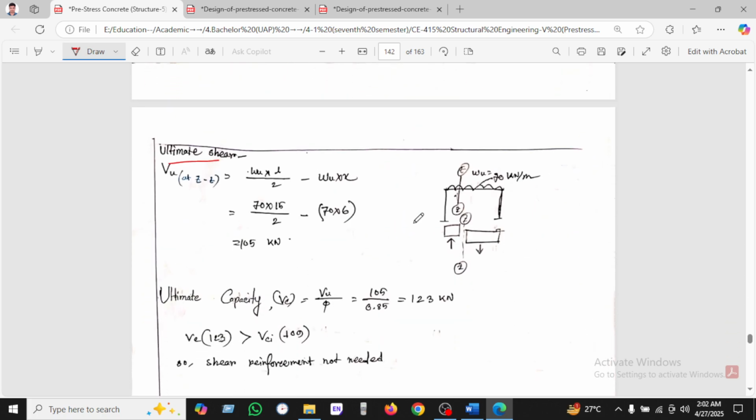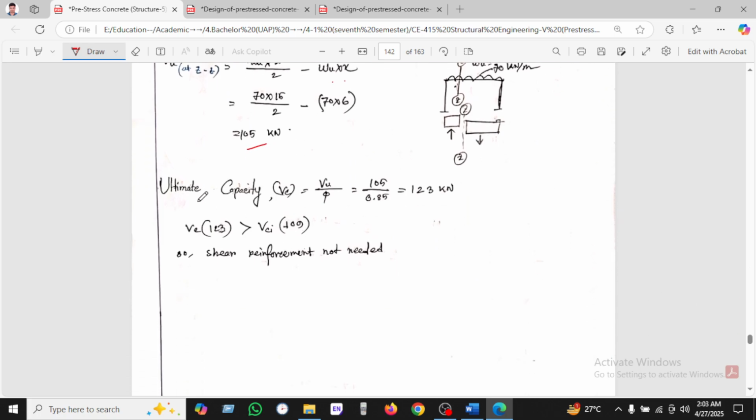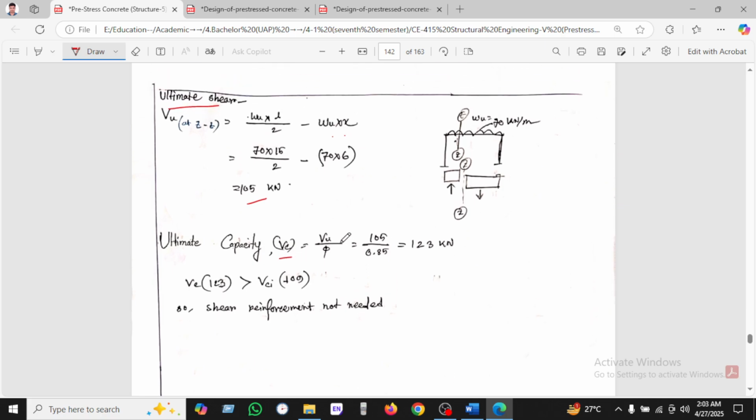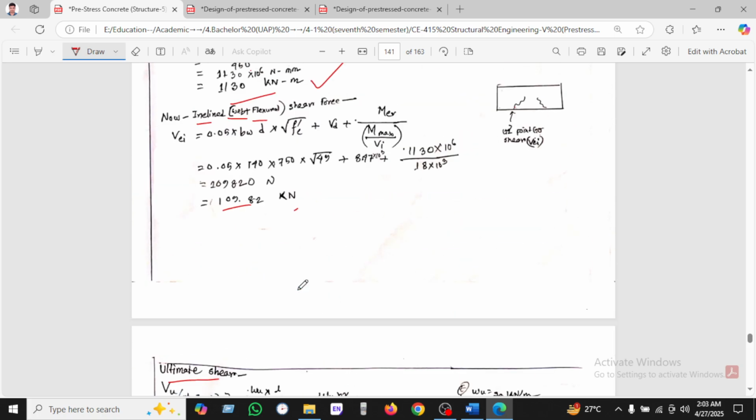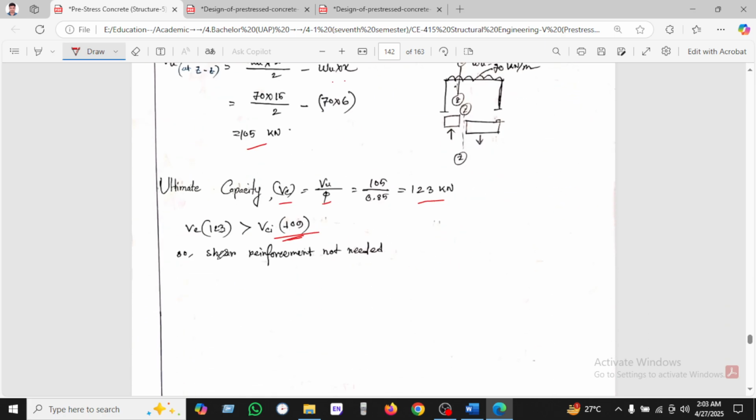Okay, for now we can calculate the ultimate shear. This is the ultimate shear in the section Z. We can see this is the schematic diagram, and W into L divided by 2 minus W into X, as we have been deducting here, and found 105 kilonewton. And the ultimate capacity PC, we know it will be divided by the factor load, and found 123 kilonewton. So 123 kilonewton is greater than the inclined shear, which is 109, as we have found. So that's why you can see shear reinforcement is not needed.